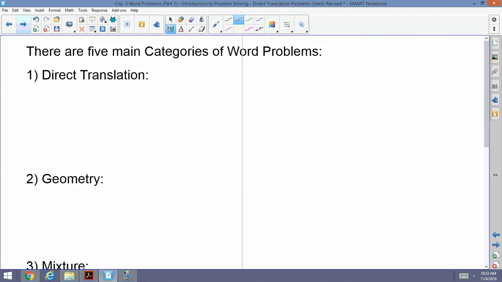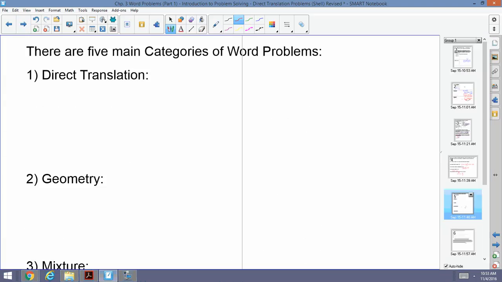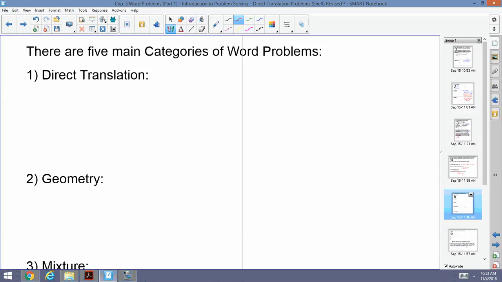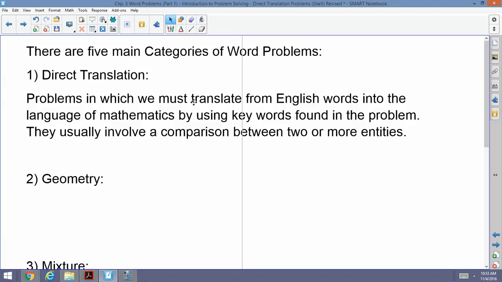Now, it's probably where we're going to end after this page. Yeah, probably, and maybe we can actually get to the starting examples. All right, let's see what we got. There are 5 main categories of word problems, and of course, we're not going to learn them all today or even in this chapter. You have direct translation. This we are going to destroy in this chapter. There's problems in which we must translate from English words into the language of mathematics by using keywords found in the problem.